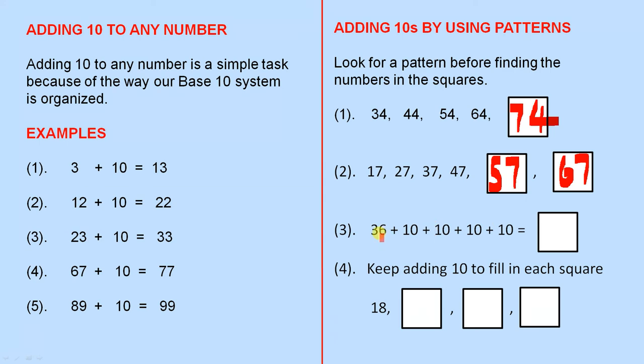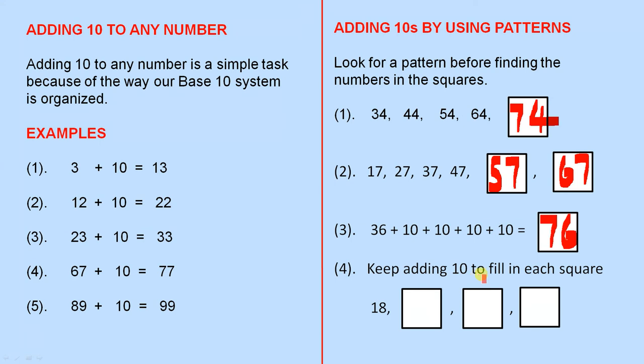We start off with 36 in this example and we keep adding 10. Let's see how we go. Now this, be careful, this is an addition sum. So we're not asked to find the next number. We're adding those numbers together. So here we go. 36 we start off with. 46, 56, 66, 76. So when we add all those numbers up together, we get 76.